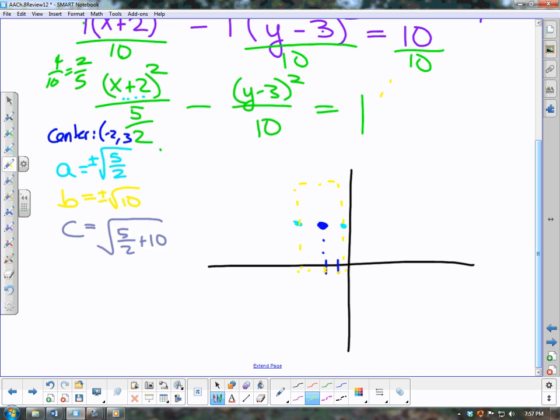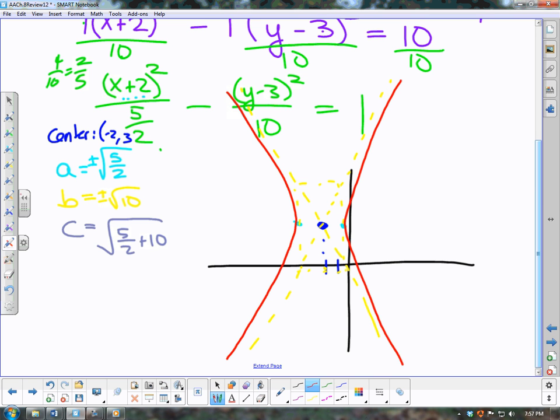And then that helps you find your asymptotes, like so. And now you can draw the hyperbolas, which come like so. And the focus points, they're going to be out here. And so there you have it.